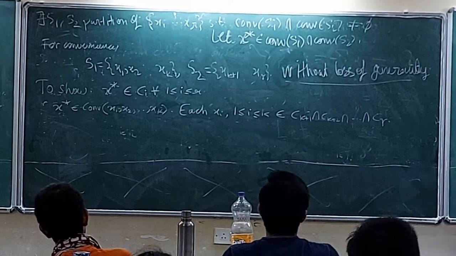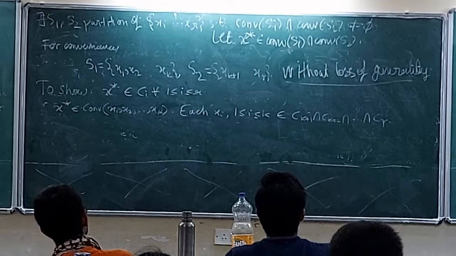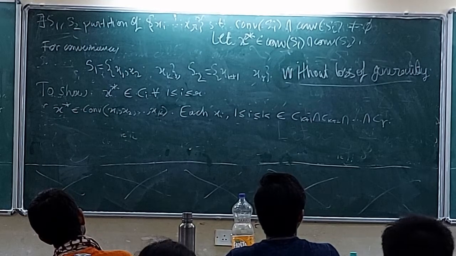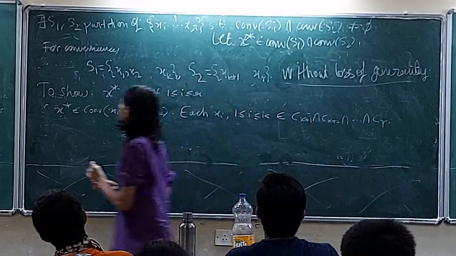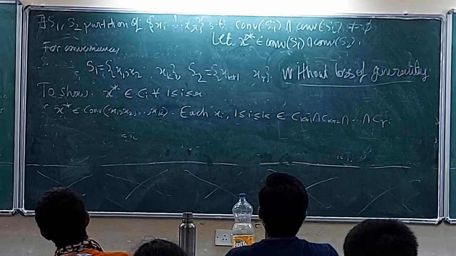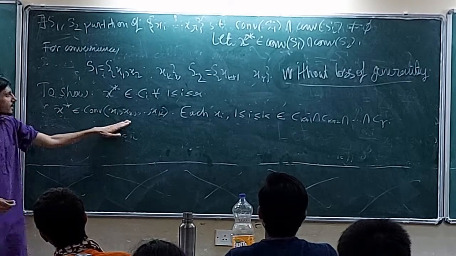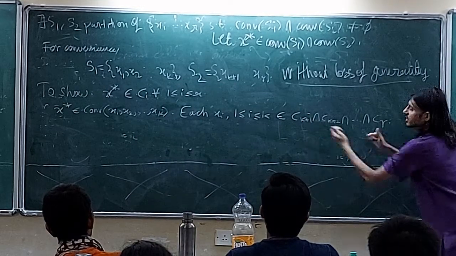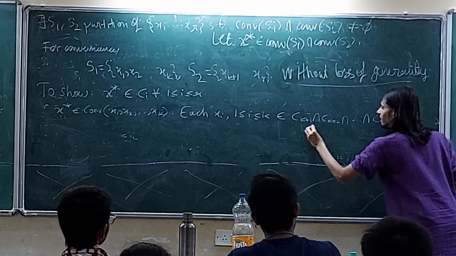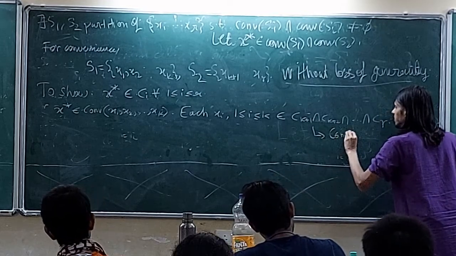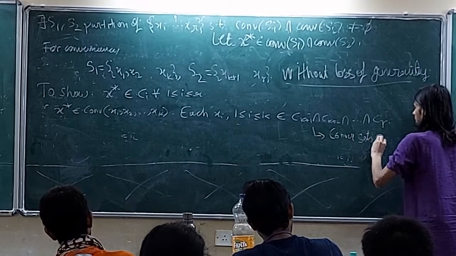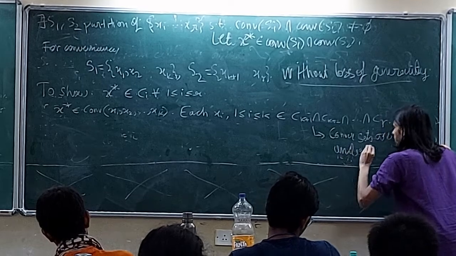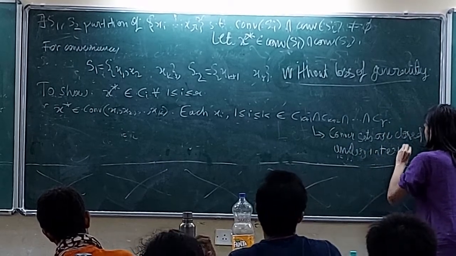Is this clear? If this is not clear, please stop me. Yeah. Okay. I thought people would be more stuck on this. I was stuck on this for like 20 minutes. Anyway, so x star is in the conv of these points, and each of these xi's belongs in this set, and this set is convex because convex sets are closed under intersection. Why are convex sets closed under intersection?